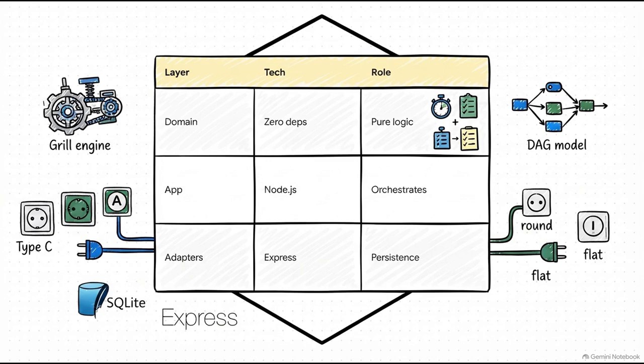The best way to visualize this is to think of a household appliance. The core domain layer is the appliance itself, right? It holds the pure business logic, the grill engine, the DAG model, and it has exactly 0 framework dependencies. Now, the adapters are like the different types of wall sockets you find around the world. The appliance itself doesn't care if it's plugged into HTTP, Express, or SQLite. The application layer just steps in and translates the current.